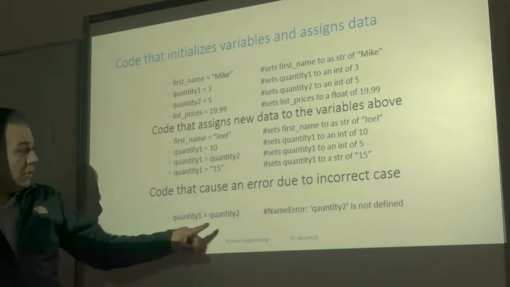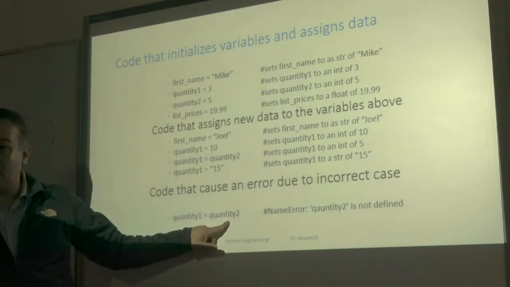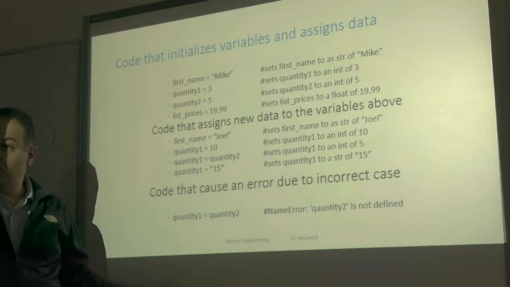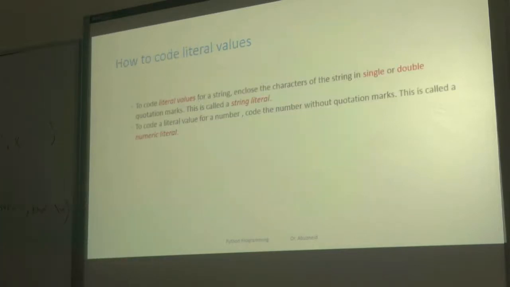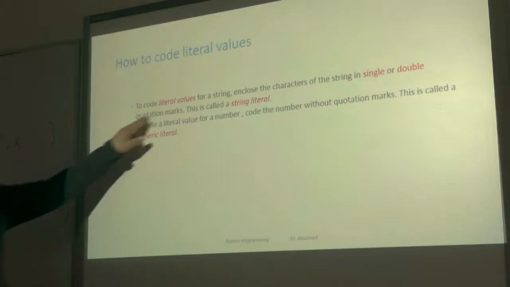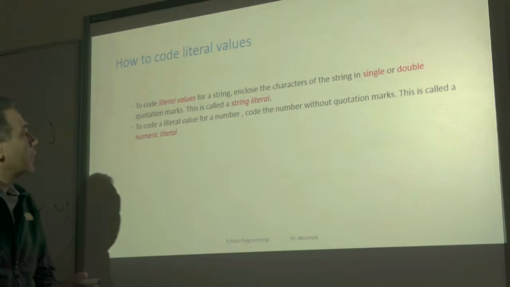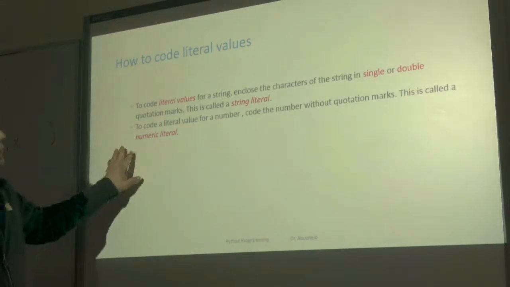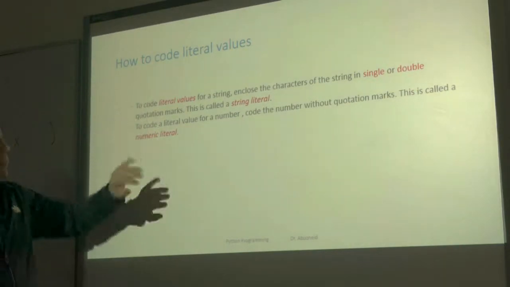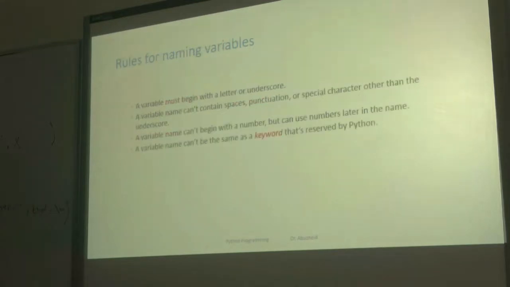If variable quantity 2 is not initialized, I cannot assign it to quantity 1. So I have to be careful with that. The literal values for a string encode a character string, single or double quotes, and you have integer, double, float, and string. Those are the literal values.